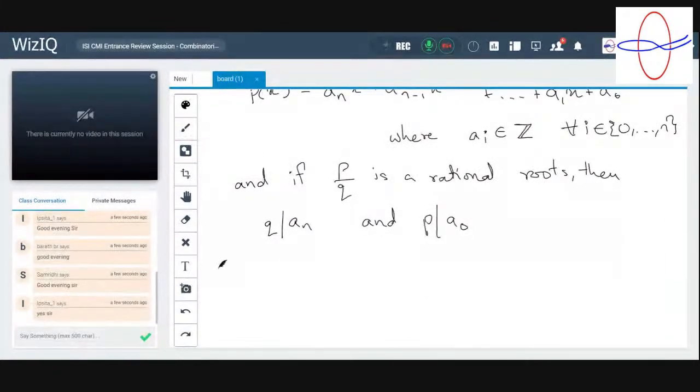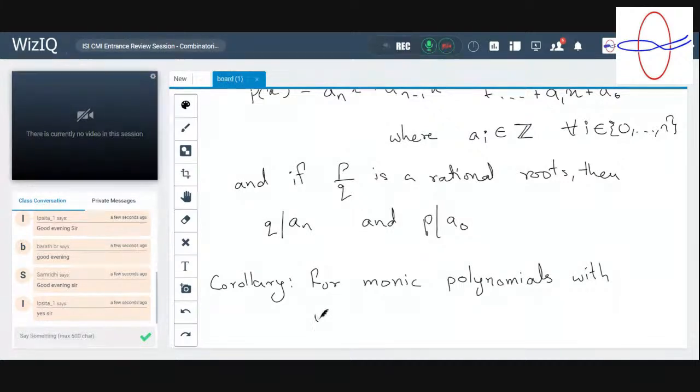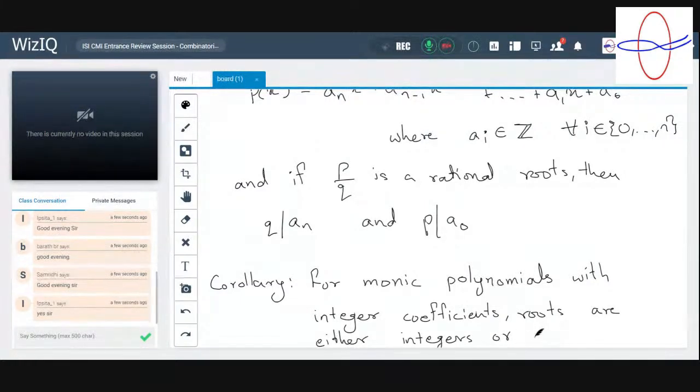So an immediate corollary is, for monic polynomials with integer coefficients, I hope the spelling is correct, roots are either integers or irrational.